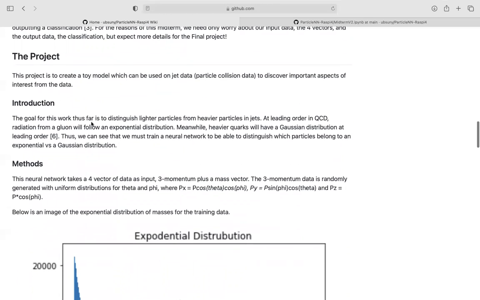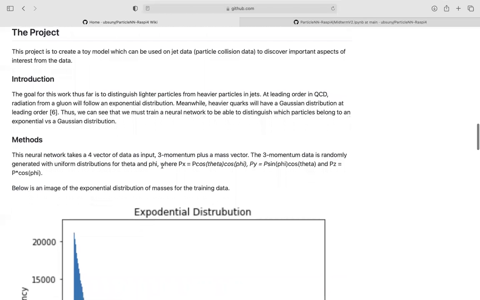In this project, we created a toy model for jet data. The goal of this work thus far is to distinguish lighter particles from heavier particles in jets. At leading order QCD, radiation from a gluon will follow an exponential distribution, while heavier quarks will have a Gaussian distribution at leading order. This is why we're going to train our neural network to be able to distinguish particles that have a Gaussian versus an exponential distribution.